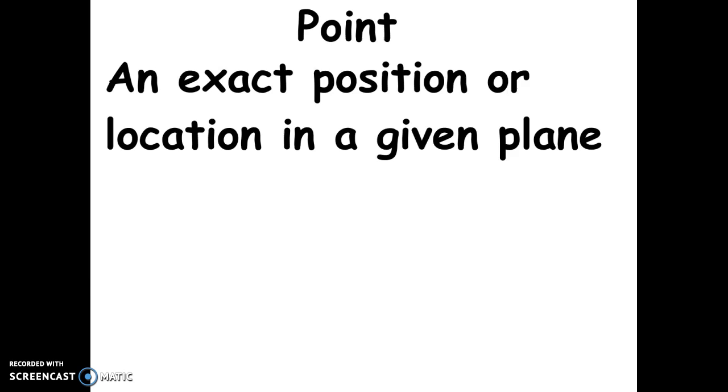A point is an exact position or location in a given plane. To draw a point, you simply draw a dot, but of course we don't call it a dot, we call it a point, and you label it with a letter of the alphabet, such as B. To name this point is simply called point B, so it is named for that letter of the alphabet.